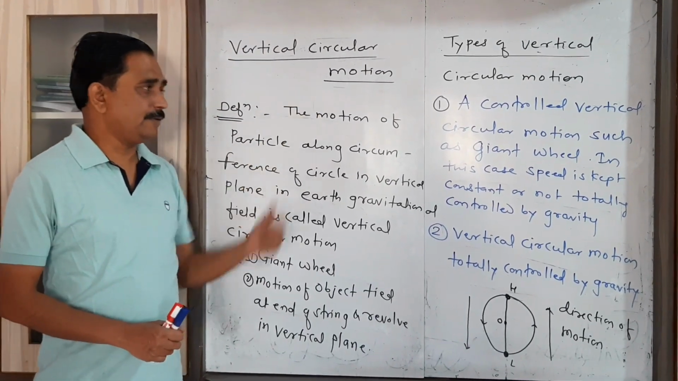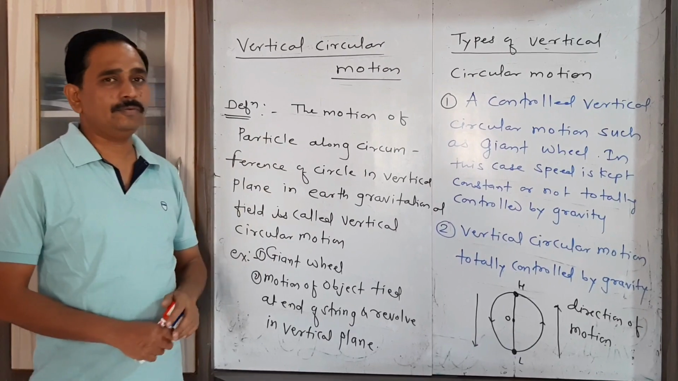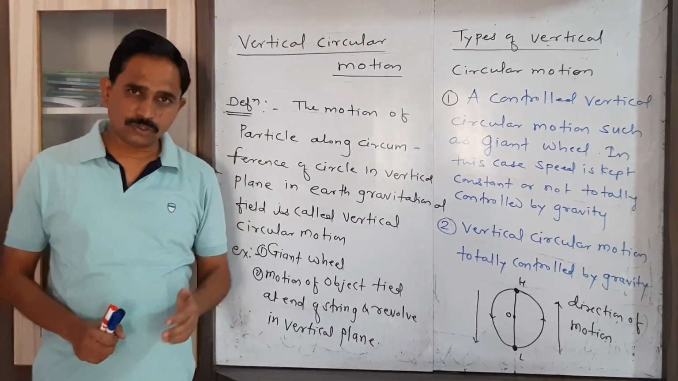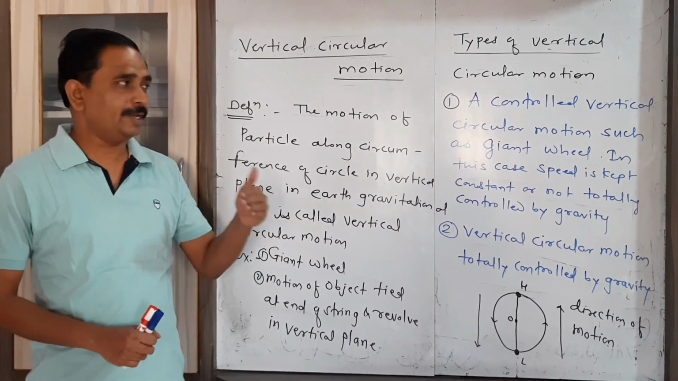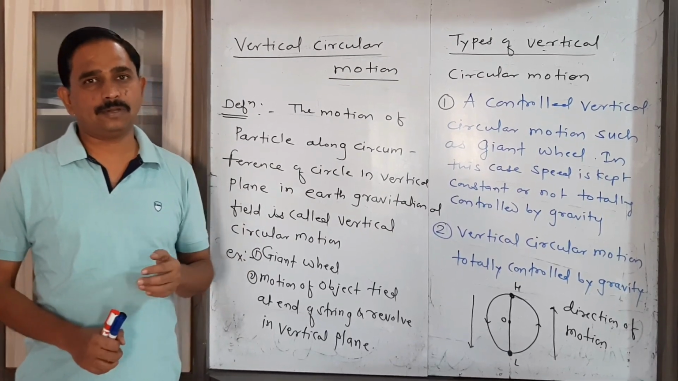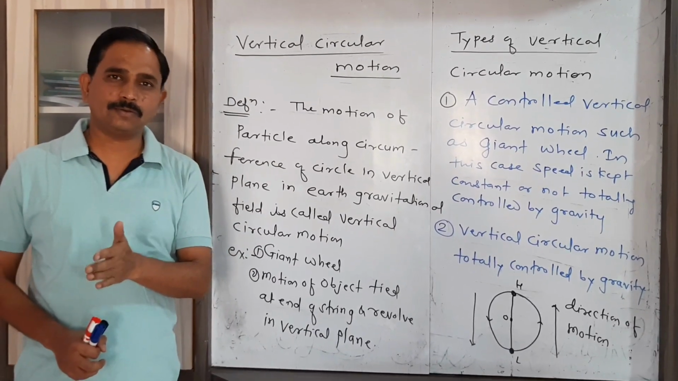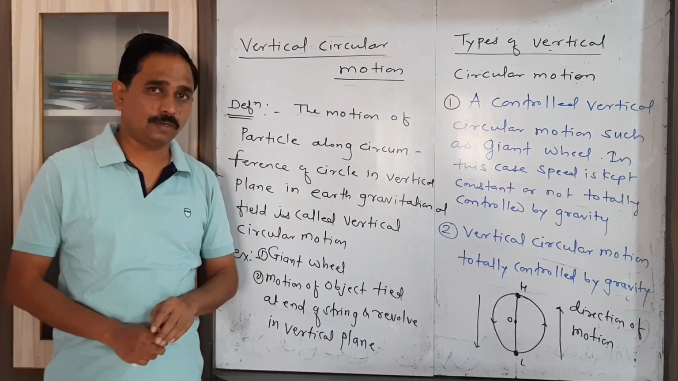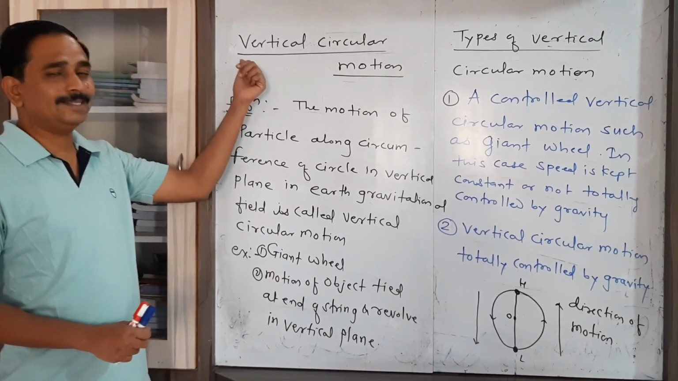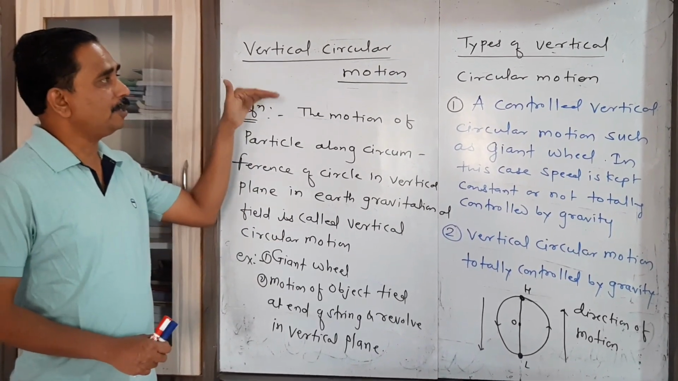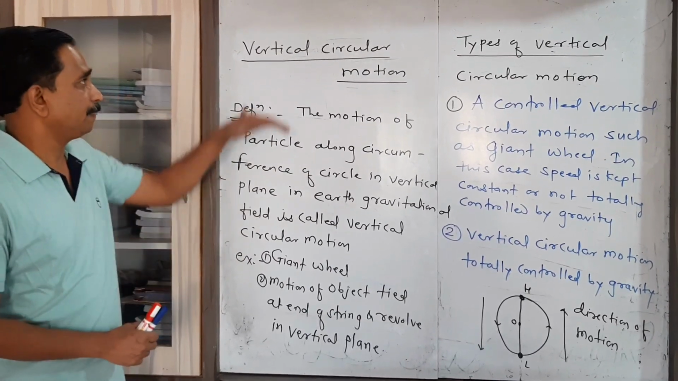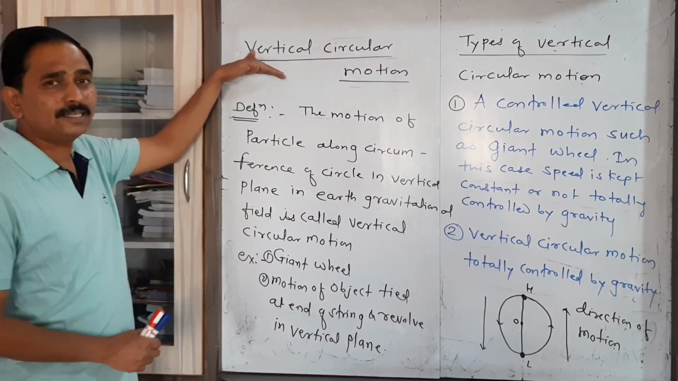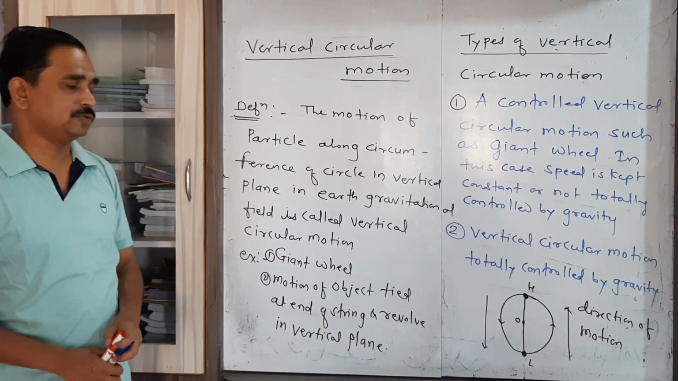Now in the previous video we already explained circular motion and its types. So we explained two types of circular motion, that is the uniform circular motion and non-uniform circular motion. Now all of you know that this is the example of non-uniform circular motion. So now let us consider what do you mean by vertical circular motion.